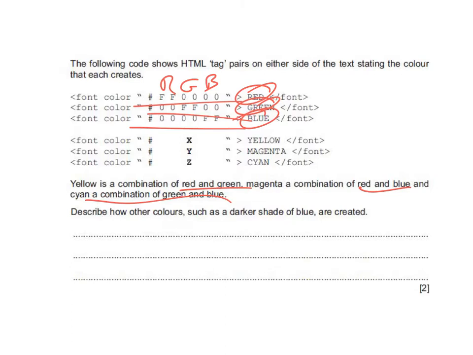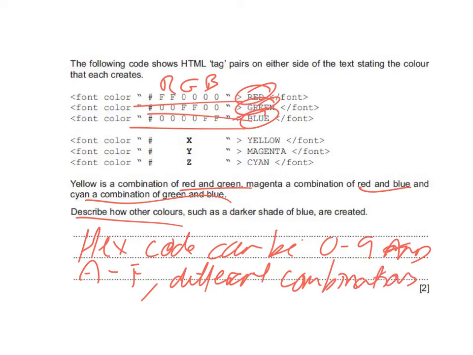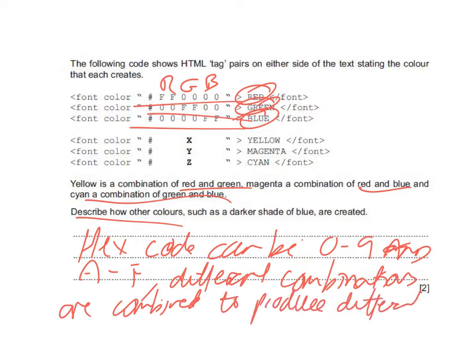I guess it's just describing how we create these different colours. So a hex code can be 0 to 9, and A to F. Different combinations are combined to produce different colours, e.g. FFFFFF is white.